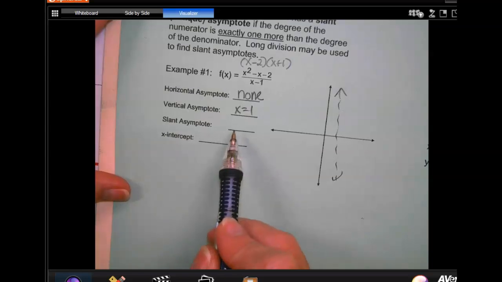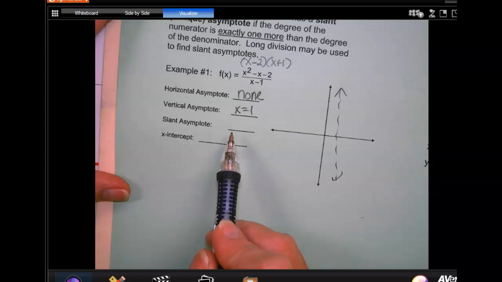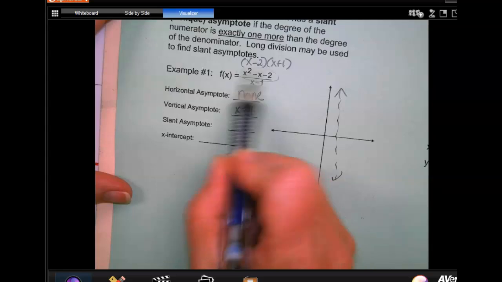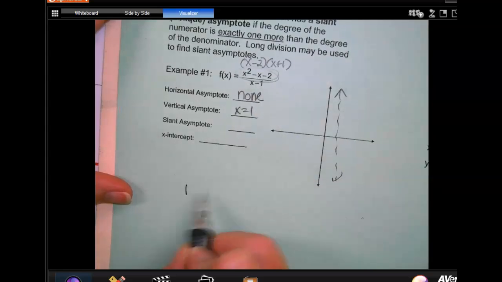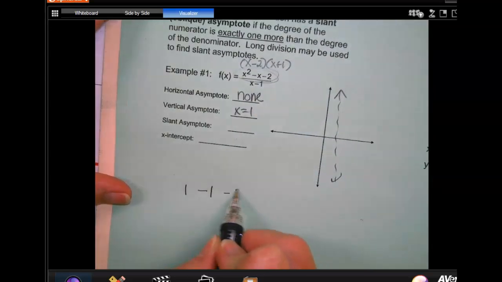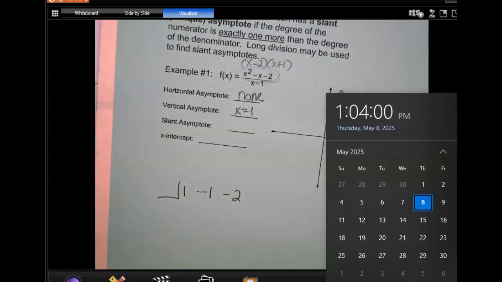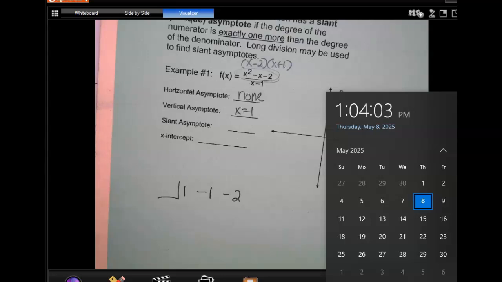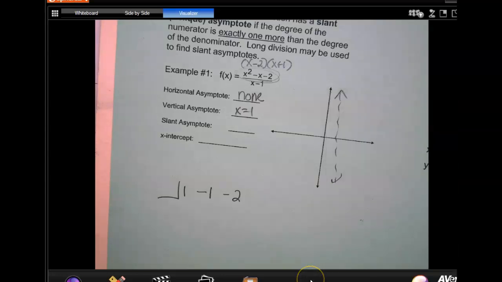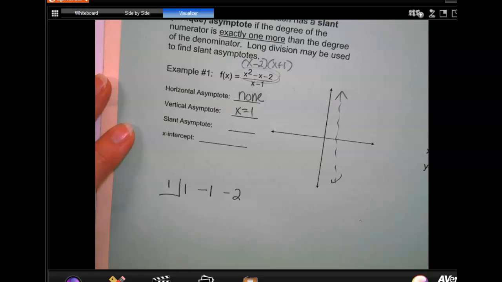Since the top is bigger by 1, I want to know what the slant asymptote is. And so this is how we're going to find it. I'm going to take the top, which is going to be 1, -1, and -2, and I'm dividing it by x minus 1. If I'm synthetically dividing by x minus 1, what am I really going to divide by? 1. So I'm going to divide by 1.